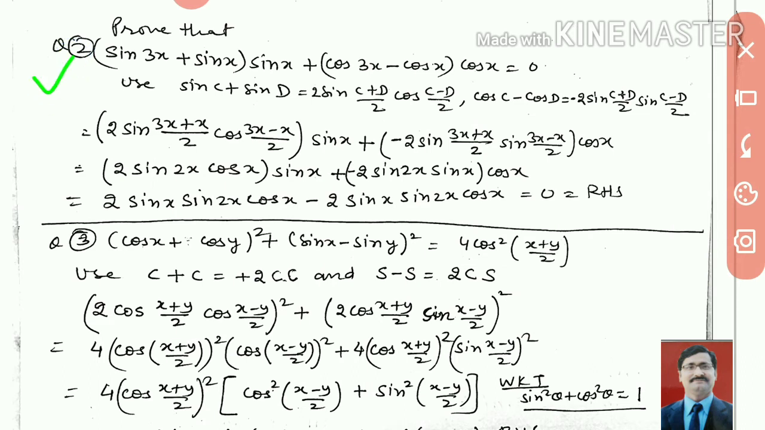Question number 2 is (sin 3x + sin x) into sin x plus (cos 3x − cos x) bracket close, and cos x equal to 0. This we have to prove.